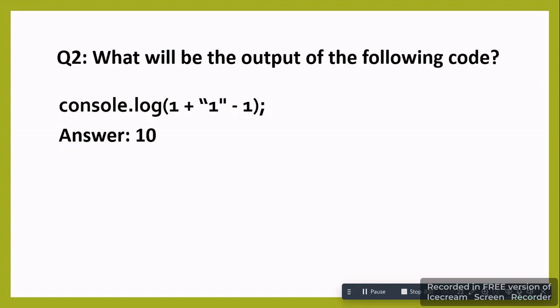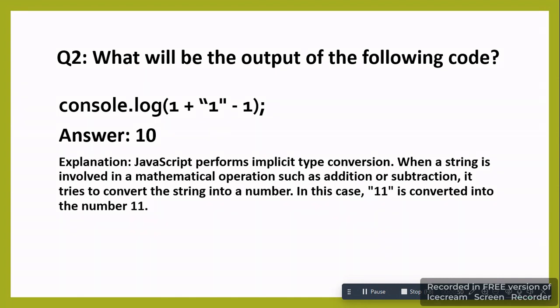Okay, so first we have an addition, which concatenates the number 1 with a string of 1, which results in string of 11. Then we perform a subtraction. After that it becomes similar to the previous question, which converts the string 11 into a number, and then finally the subtraction happens and the result is 10. Okay, so it is an implicit type conversion. Okay, so let's move on to the next question.